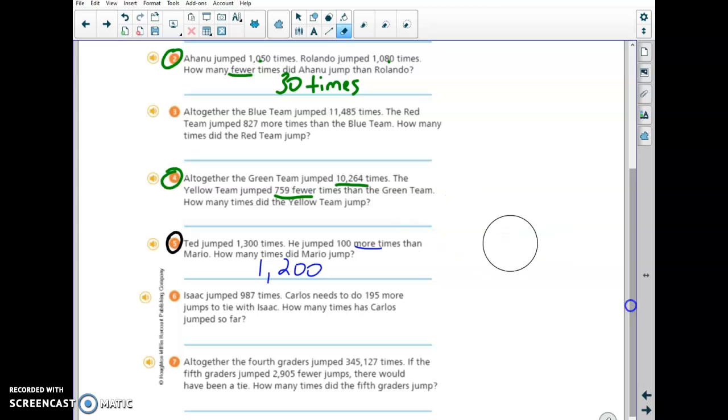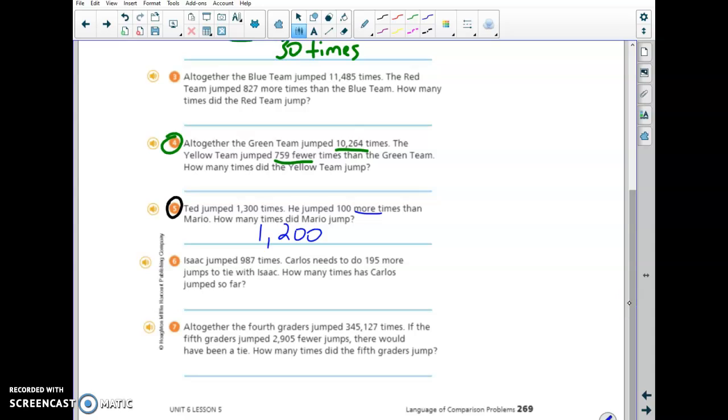Look at number 6. Isaac jumped 987 times. Carlos needs to do 195 more jumps to tie with Isaac. How many times has Carlos jumped so far? Now they said more again, but on that problem before, number 5, it was more and we had to subtract. So let's figure out who jumped more. If Carlos has to jump more to tie with Isaac, you know that Isaac jumped more.